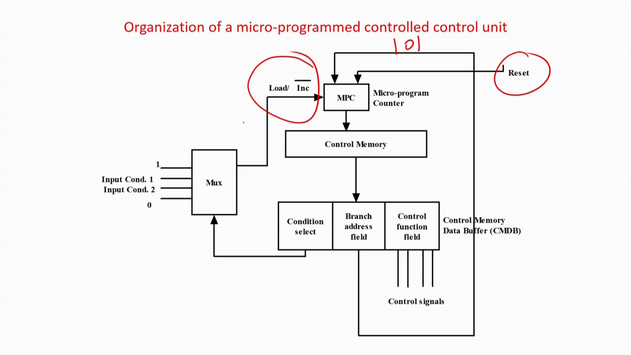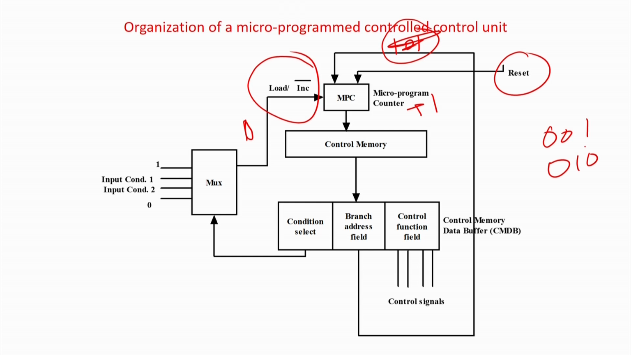That means, if this line is 1, it is going to load the value which is available at this port. So, if this is 1, you are going to take the value 101 into the microprogram counter and you are going to jump to 101. But if this line is 0, then it is just going to increment by 1. So, basically it was 001; if this line is 0, you will go to 010, incrementing.